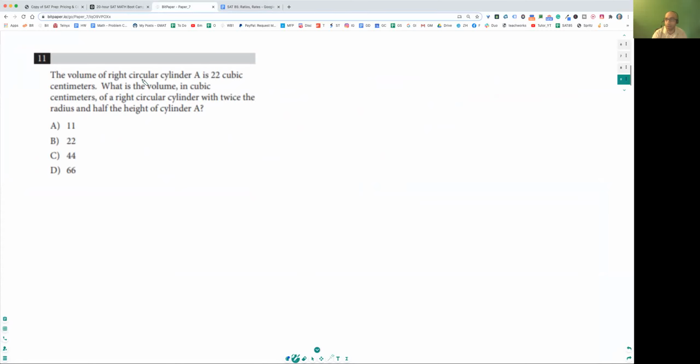I think it was Friday when I was explaining this type of thing. The volume is pi r squared h. Okay, that's the volume. So the volume is pi r squared h. And try this problem, see if you can solve it.